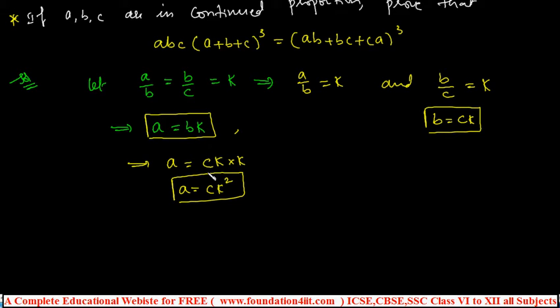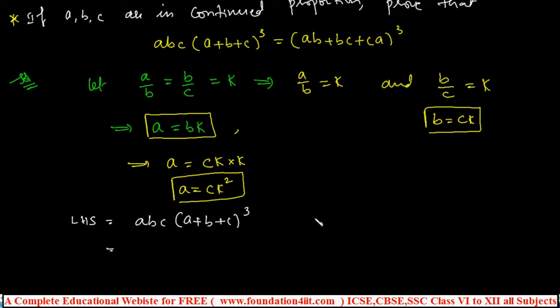So A is equal to BK and A is equal to CK square. Now using this, let us see, we'll take LHS and we'll prove RHS. So here LHS is (A plus B plus C) whole cube. This one we need to prove equals (AB plus BC plus CA) whole cube. But directly we can't prove, that's why we use this K method.